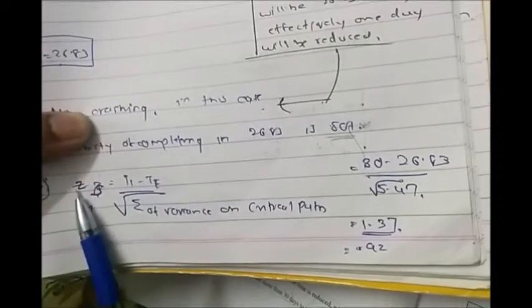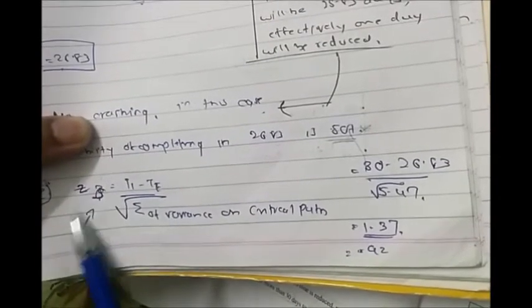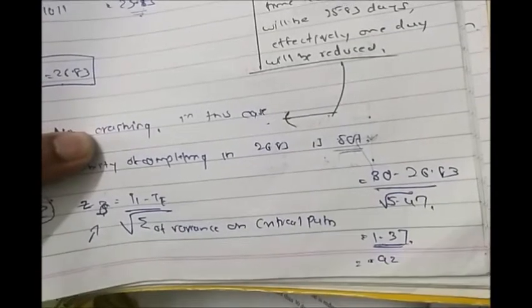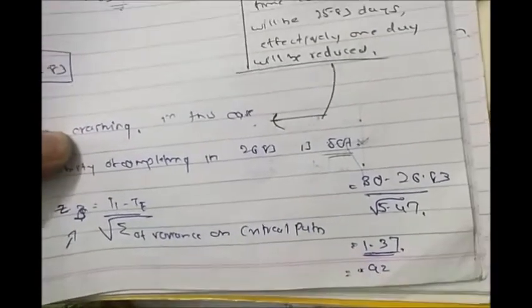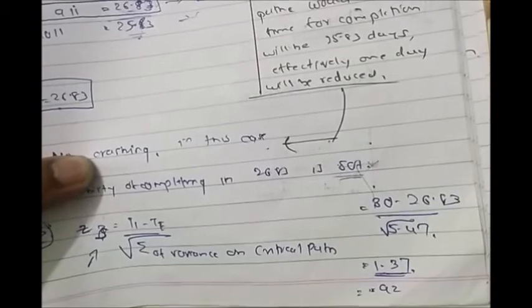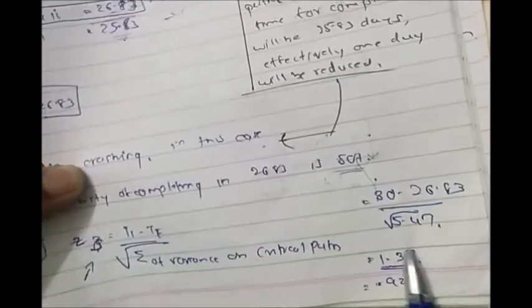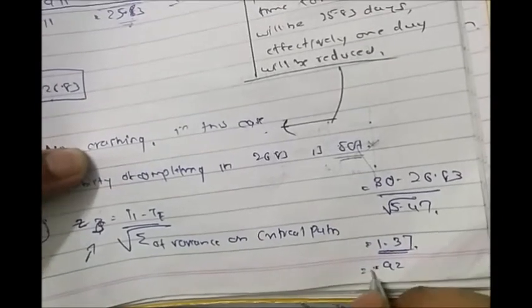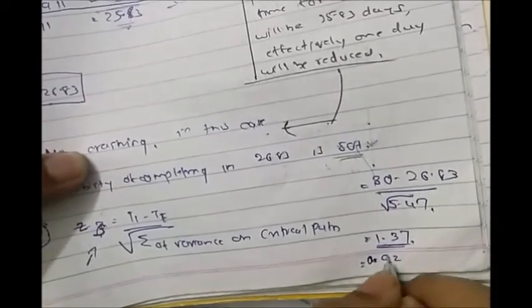This is a Z value, as we've referred to Z tables previously in our QTM1 course and various other courses. So we just have to refer to the Z table. The Z table is provided in your book, page number 908. You can look up this value of 1.37 and compute the corresponding probability, which comes out to be 0.92.